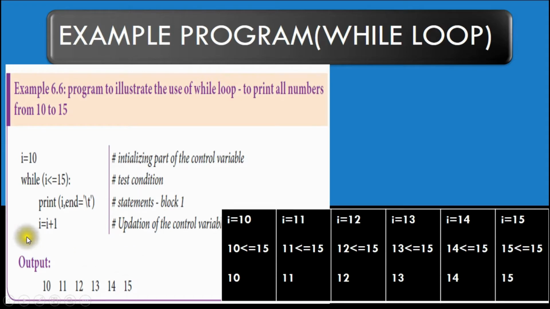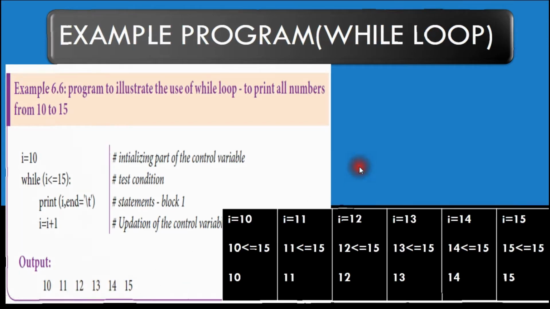So, finally, i is equal to i plus 1. So, now 15 plus 1, 16. 16 less than or equal to 15, it is false part. So, it comes out of the loop. So, I am getting the output like 10, 11, 12, 13, 14, 15.